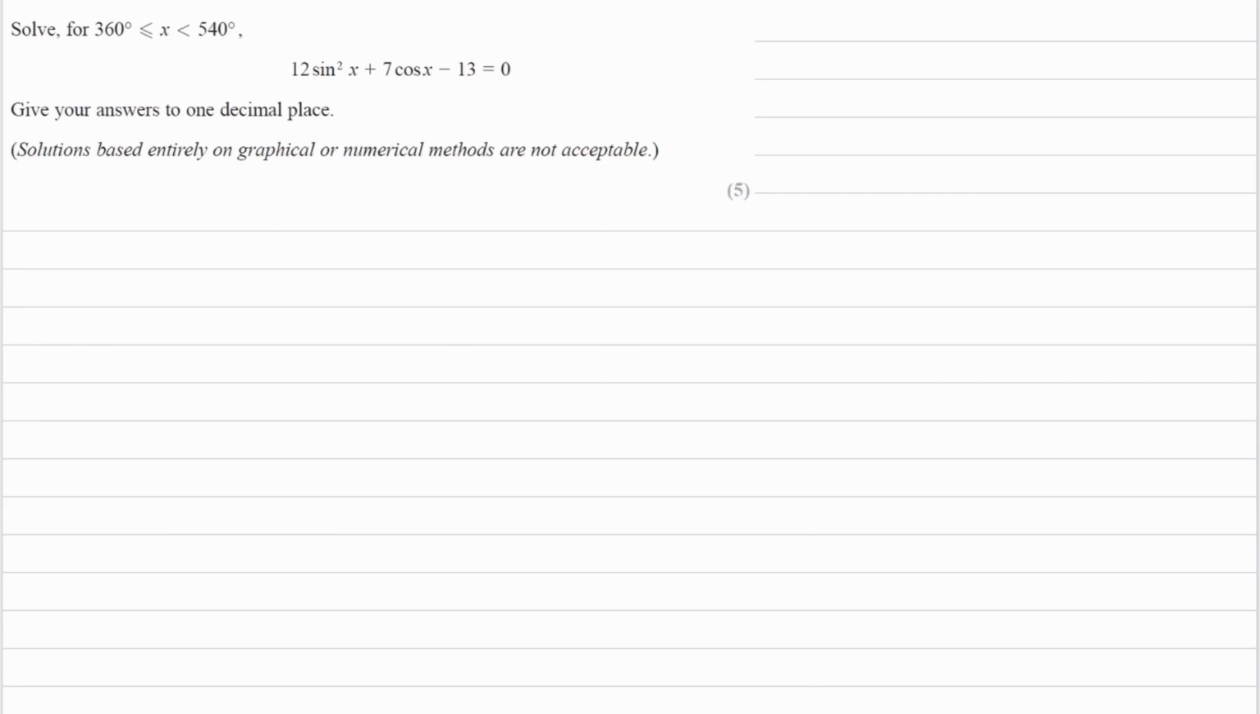Solve between 360 and 540 degrees, this equation that we have here. This is an equation that we can turn into a quadratic by using the identity sine squared x plus cos squared x is equal to 1. Rearrange this for sine squared x, and we get this. Then we sub that into what we have here, so sine squared x becomes 1 minus cos squared x.